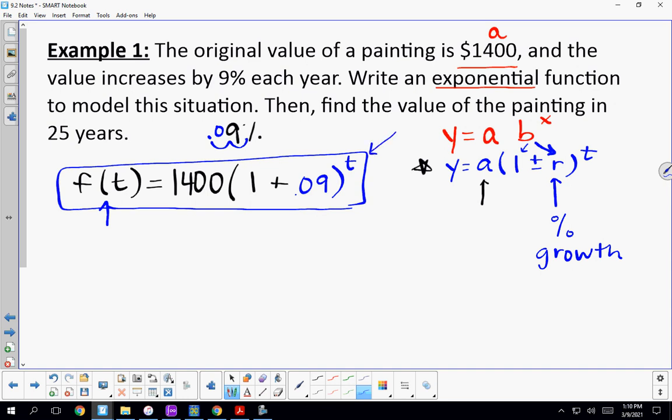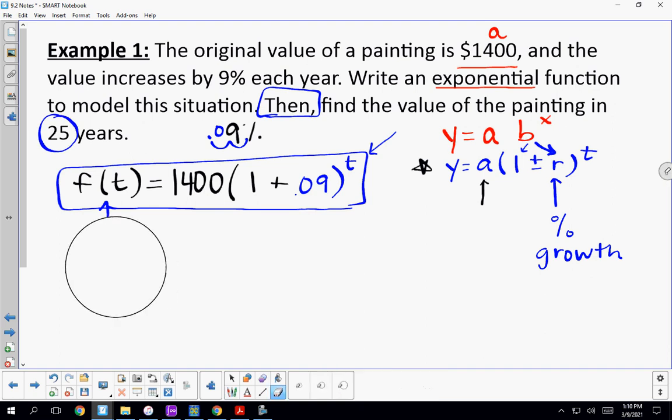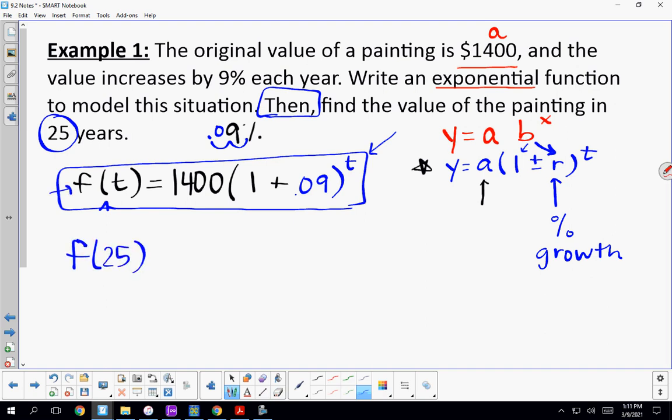So this is the equation that's going to give me the final value of the painting after any number of years. And so after we've written that equation, we need to find the value of the painting specifically after 25 years. And I'm going to use function notation here. So I'm going to say f of 25, and that just means I'm going to take the equation we called f, and I'm plugging in 25 for t, equals 1,400, and I'm going to go ahead and combine my terms here, so 1.09 to the 25th power.